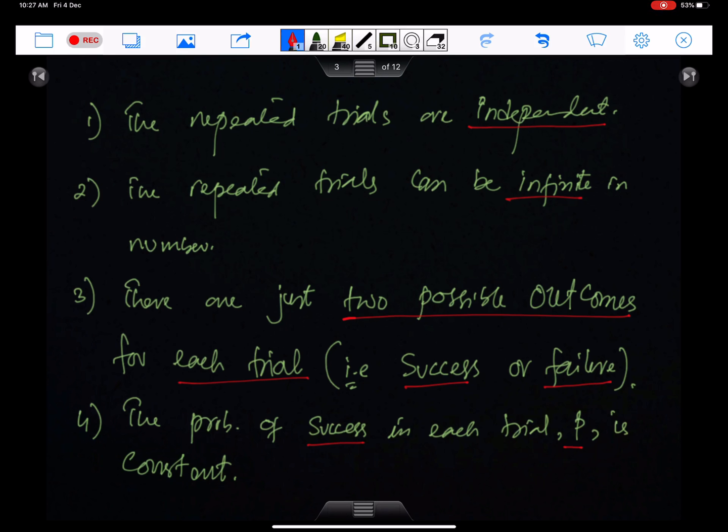If you observe these conditions, except condition number 2, all conditions are the same as for the binomial distribution. So this is the different condition. This is the difference in fact between binomial and geometric. In binomial, the trials are fixed, whereas in geometric, the trials are not fixed. It means you repeat the process until you get your requirement.